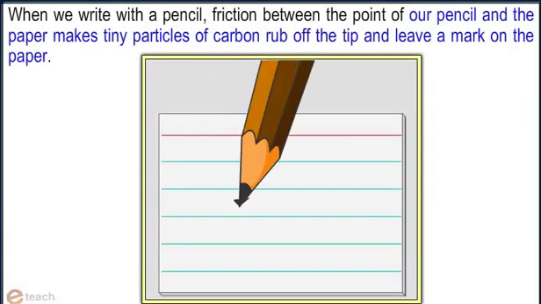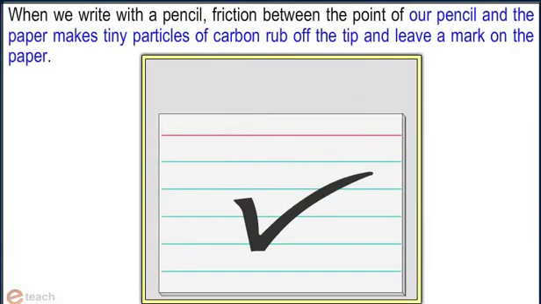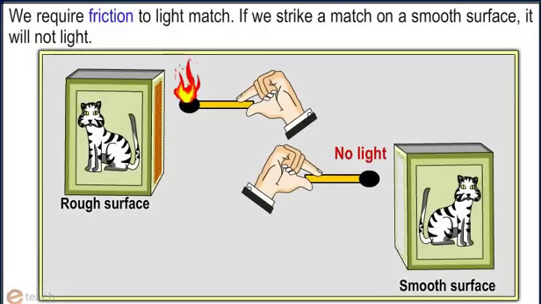When we write with a pencil, friction force between the point of our pencil and the paper makes tiny particles of carbon rub off the tip and leave a mark on the paper. We require friction to light a match. If we strike a match on a smooth surface, it would not light.